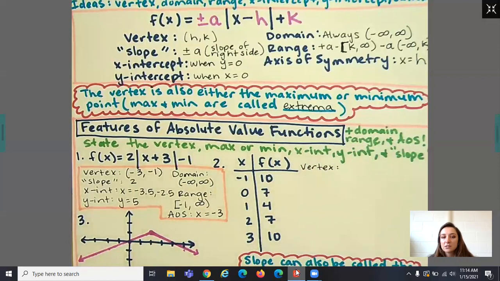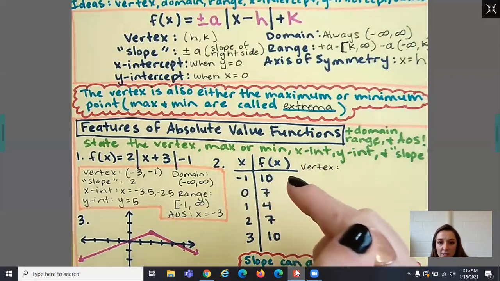And the vertex is going to be either the highest or the lowest point. But the important thing to remember about an absolute value function is that it's either a V or a Λ symbol here. So it's either going to look like this or it's going to look like this. But the important thing is that after that top point or that low point, it's going to be symmetrical. So we want to look at where these y values are symmetrical here.